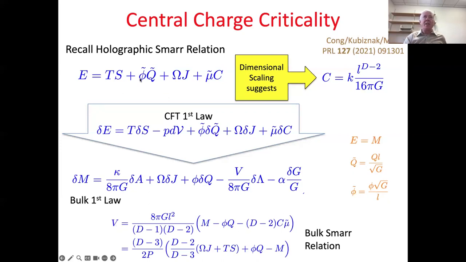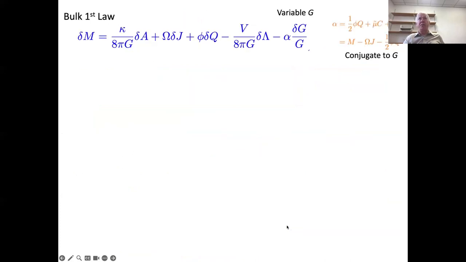And likewise, when we take the Smarr relation and take this Newton's constant into account, we recover the original bulk Smarr relation of Kastor, Ray and Traschen, which I've written in this form, but if I multiply by P and rearrange, this is the bulk Smarr relation. So you can write it in terms of the original variables, but also in terms of the central charge of the CFT and its conjugate potential that I call mu tilde.